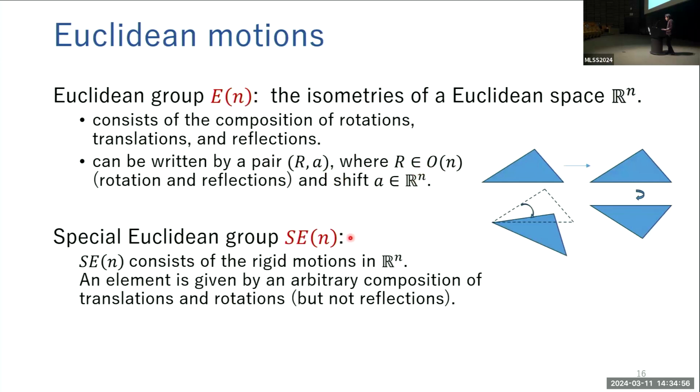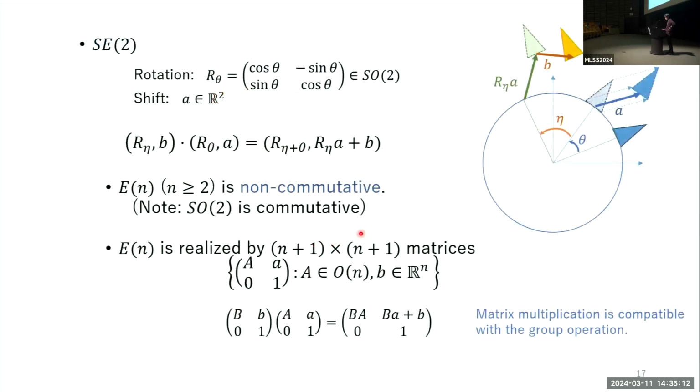Also, I'm going to use the special Euclidean group SE(n). This excludes reflections from E(n), so it consists of just rotations and shifts, or translations. And we can also see that E(n) and SE(n) are in general non-commutative groups. Let's look at the example of SE(2), the two-dimensional Euclidean motion, very closely.